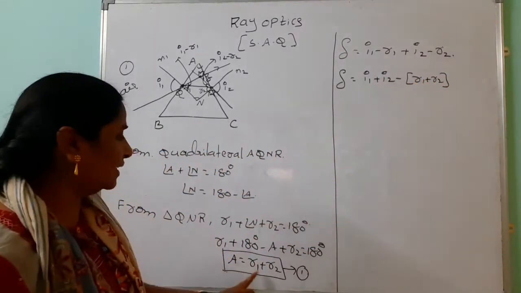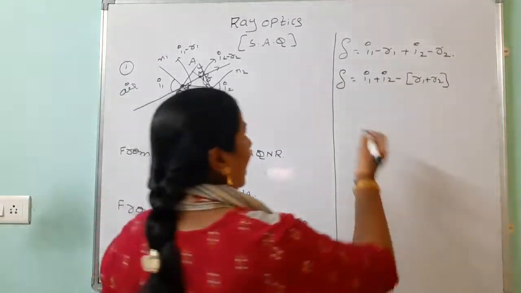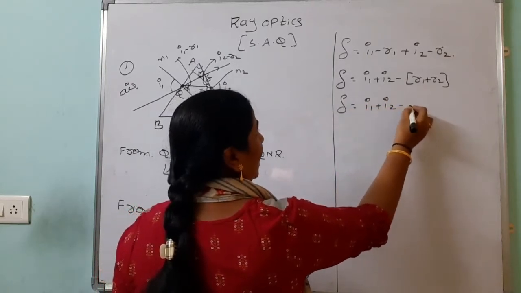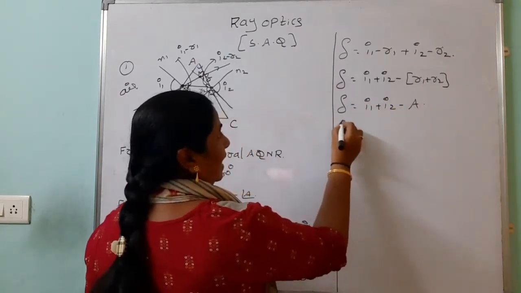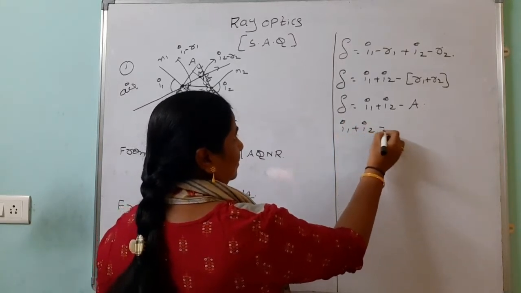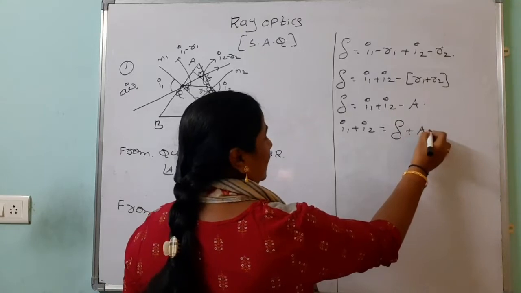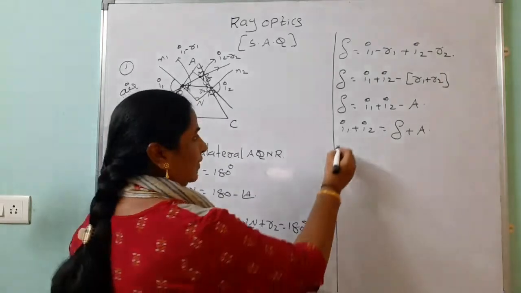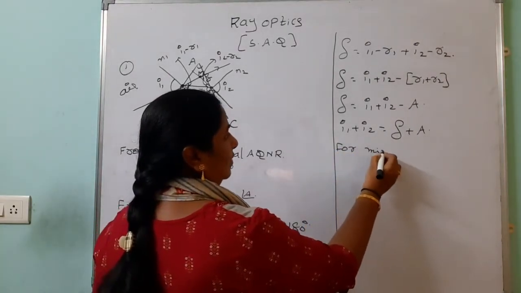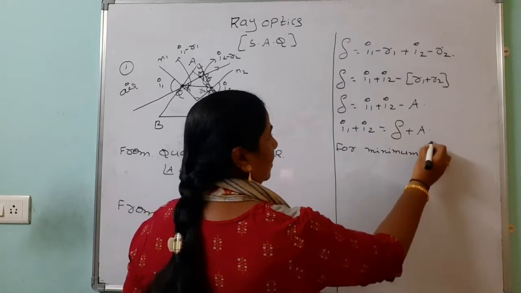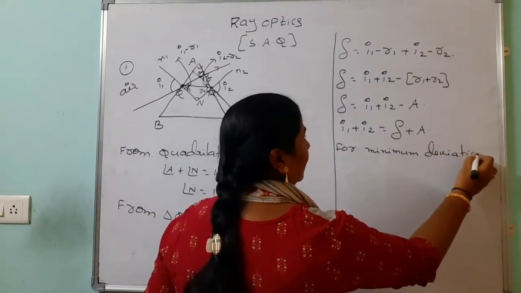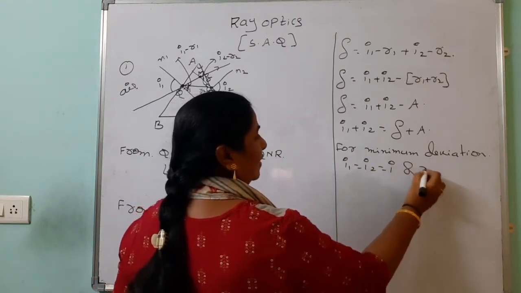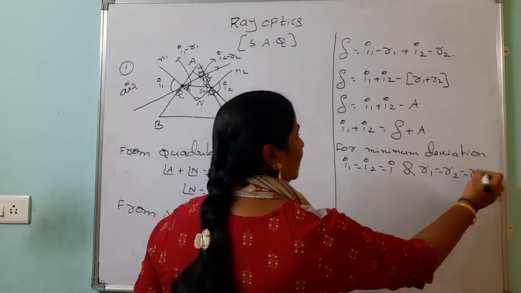But already we know that instead of R1 plus R2, we can write the angle of the prism. So delta equals I1 plus I2 minus the angle of the prism. Then I1 plus I2 equals delta plus A. For minimum deviation, we can take I1 equals I2 equals I, and refractions R1 equals R2 equals R.